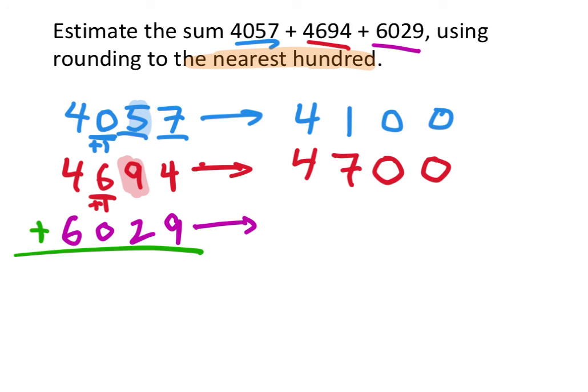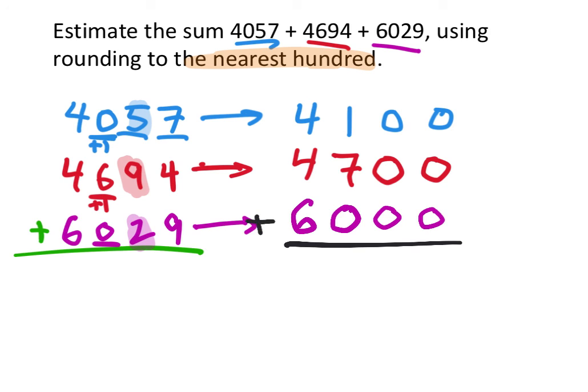Also 6,029. I identify the 0 in the hundreds place value. To the right of it is a 2, which is less than 5, which means the 0 in the hundreds place value will stay a 0. Everything to the right will become zeros, and the digit to its left, the 6, will just stay a 6. And this becomes my new addition problem after we've rounded each number to the nearest hundred.